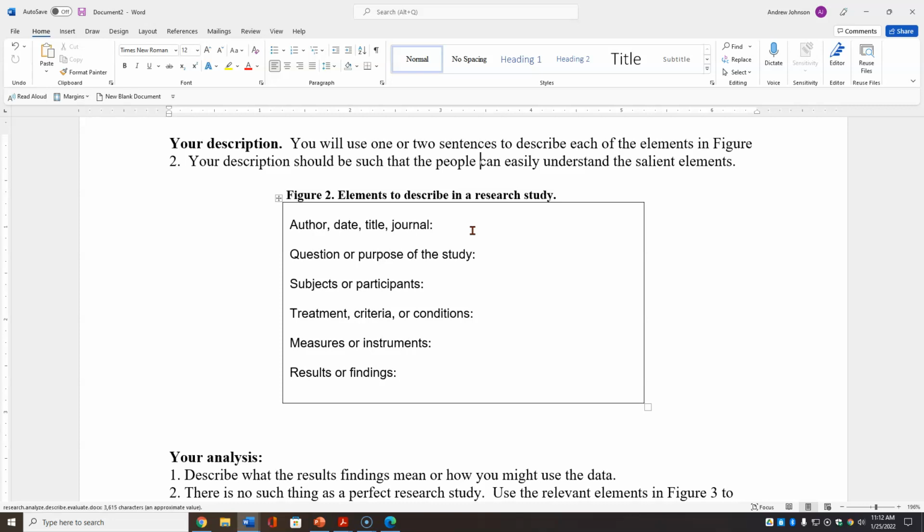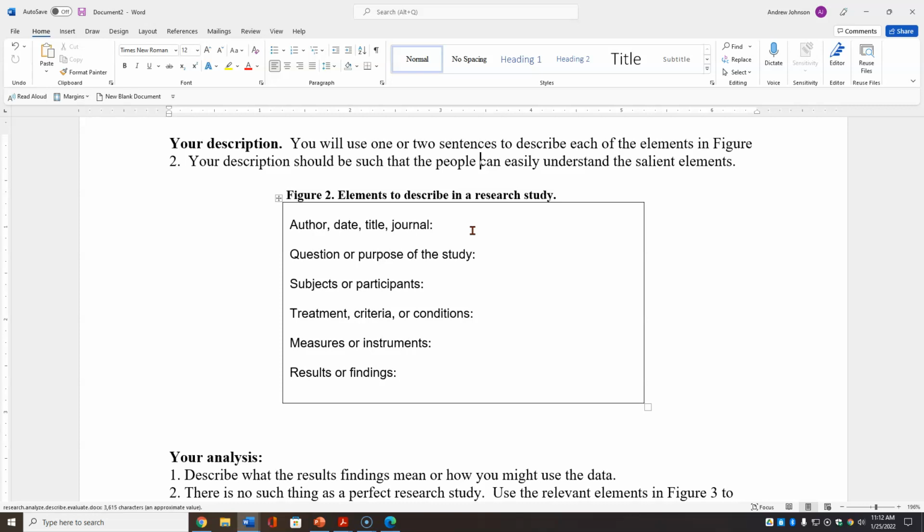The question or purpose of the study comes next. Sometimes a study may have two or three research questions, but this is the important part because it helps us put everything that follows in context. So be very clear: the purpose of this study, the research questions were, and you decide if you want to list the actual questions or if you want to give an overview.